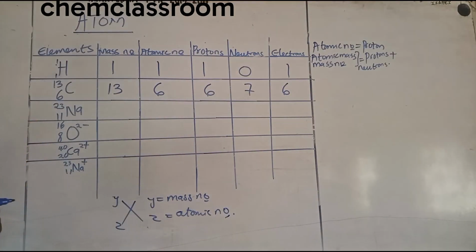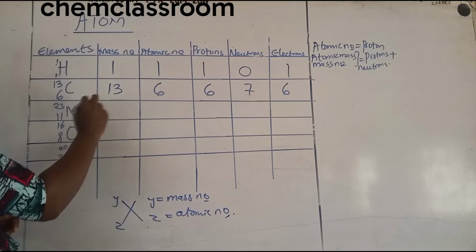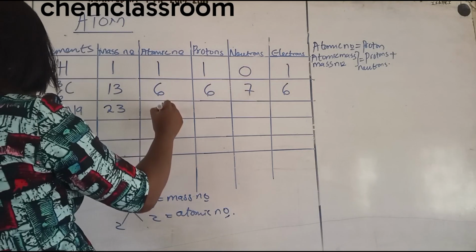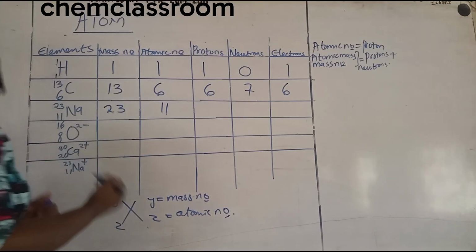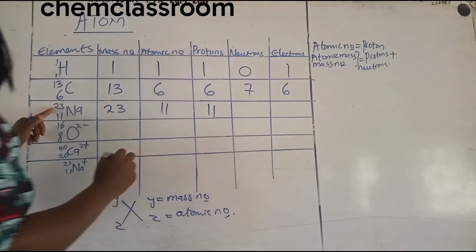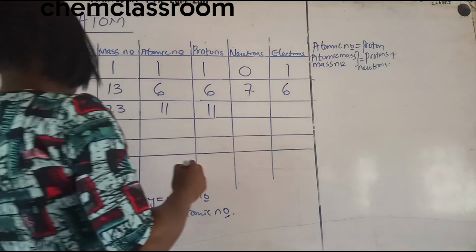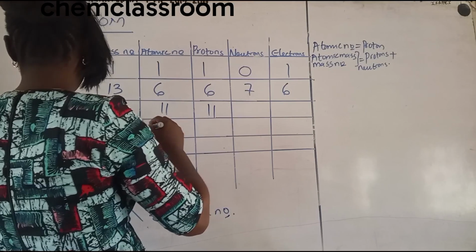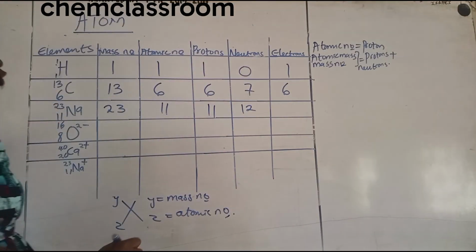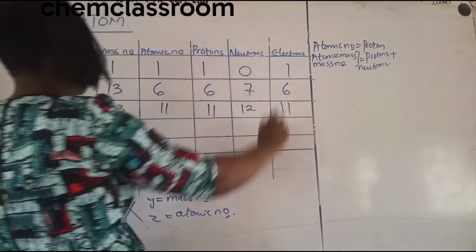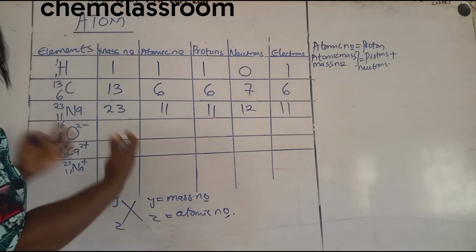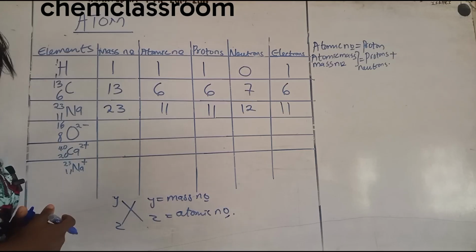I have sodium here also. My mass number here is 23. My atomic number is 11. My protons also is 11. While my neutrons here will be what? 23 minus 11 will give me 12. Then my electrons will also be 11. Now we are gradually going to the one that we need to reason along with.